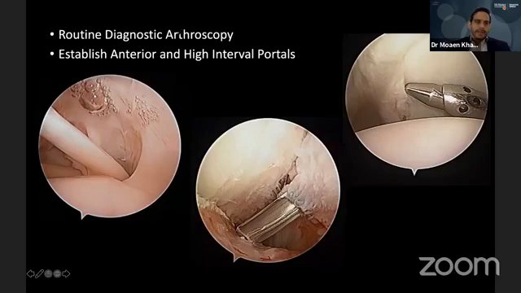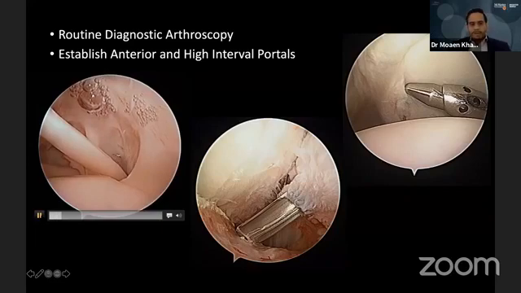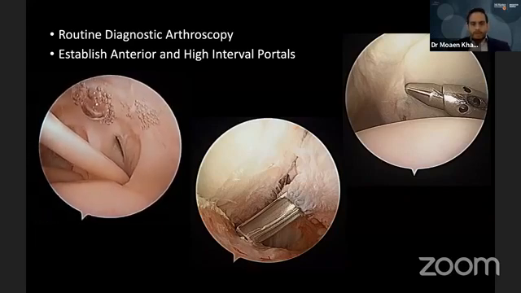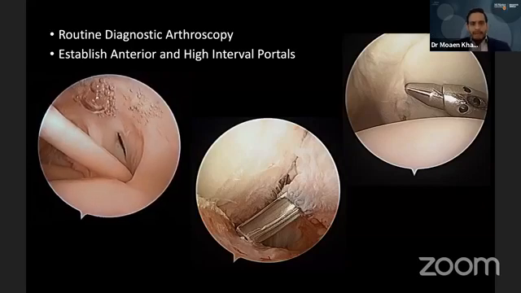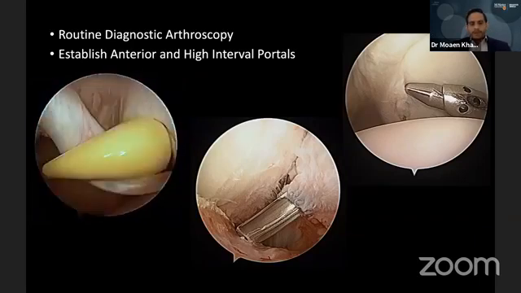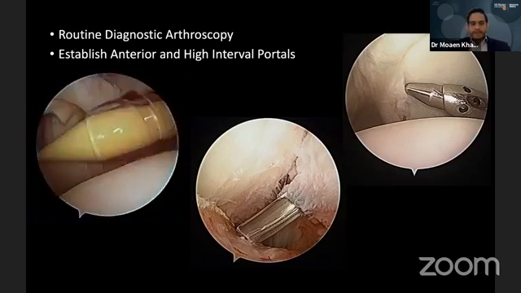The first thing I do is I begin with my routine diagnostic arthroscopy. I establish an anterior and a high interval portal. And I find that this high interval portal can be very useful for a number of reasons. When viewing from this portal, you have an excellent view of the anterior aspect of the glenoid, and you also have a very good view of the Hill-Sachs lesion.